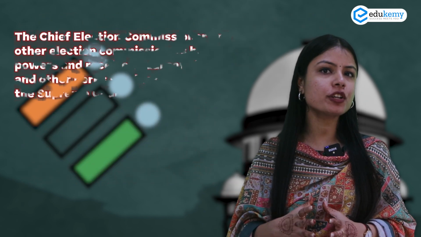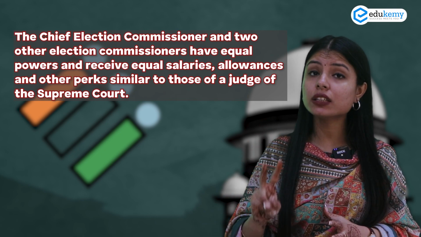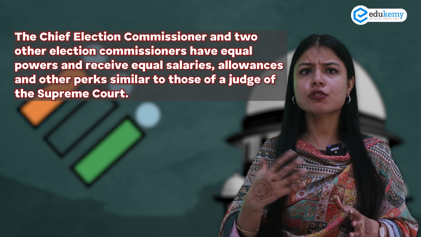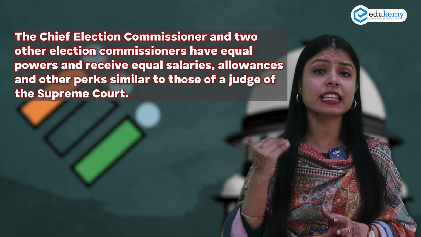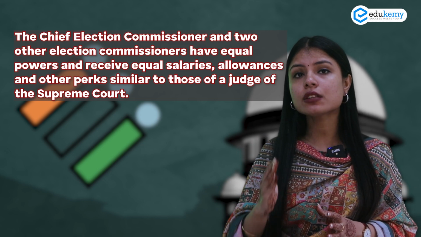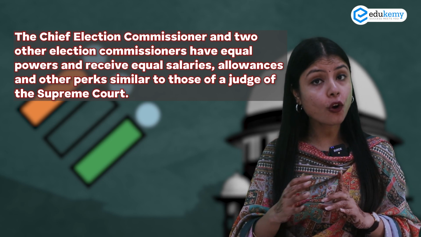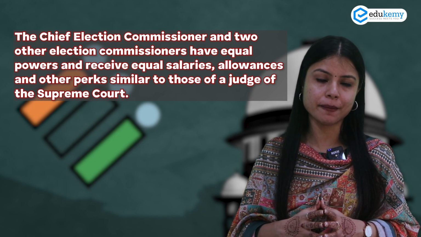Now, another important point that you must remember is, the Chief Election Commissioner and the other two commissioners actually have co-equal powers. So it is not that the Chief Election Commissioner is somebody who is taking the final call. Rather, all the decisions are taken through a majority. In fact, the perks and allowances for all three of them are the same. This is an important point to consider.